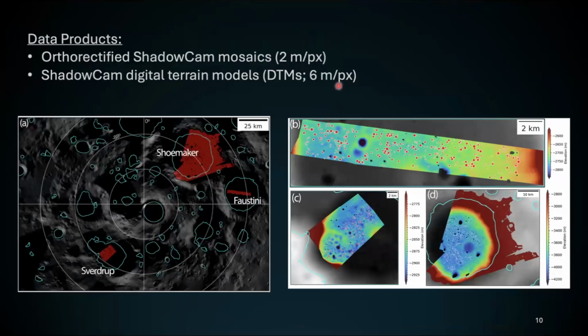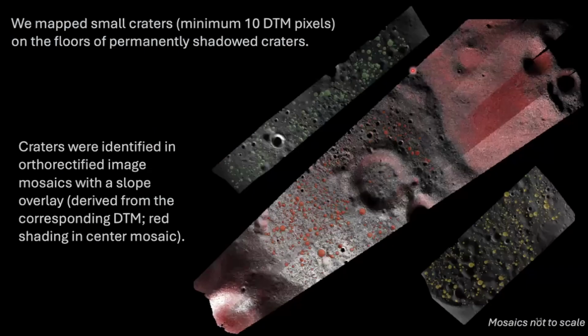So the first 3 DTMs we were able to produce by this method were ShadowCam and Faustini on the near side, and they're sort of typical large crater PSRs, circular, and then Sverdrup as a sort of an outlier on the far side, and also it's sort of an odd shape because Sverdrup crater forms this interesting complex with Henson here. So we looked at the 3 of those, we mapped craters across the floors, and so we've got the resolutions here.